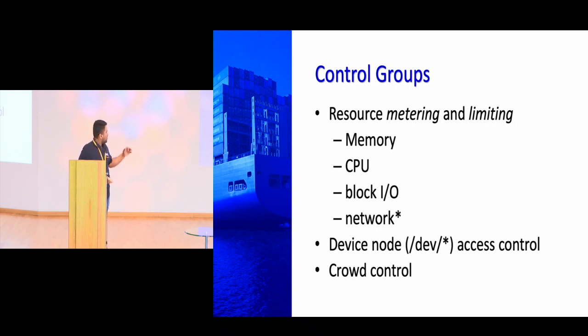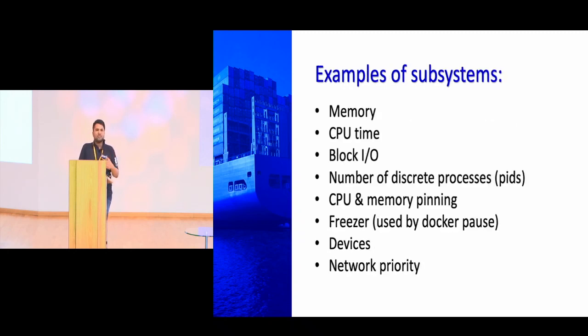However, the subsystems, which you can see, memory, CPU, and network, are the actual concrete implementations. Within a cgroup, there are a number of subsystems. Subsystems are the resources which you want to control or account for using cgroups. It could be memory, CPU, disk IO, discrete process IDs, CPU and memory pinning, freezing, and those things. What I'll do is discuss the major subsystems which come into play.